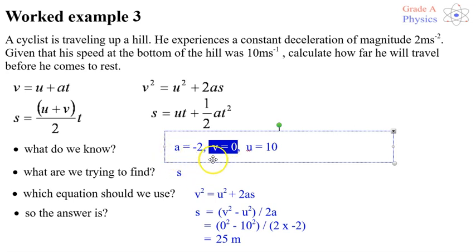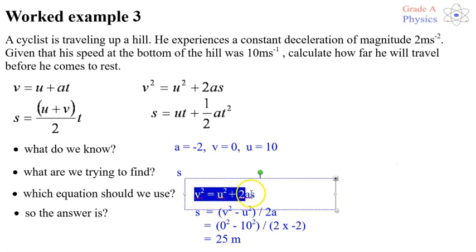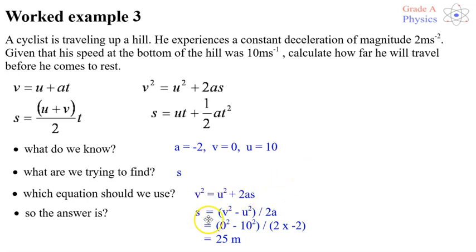So in this case, we know a, v, and u. We're trying to find s. So we need to look at which of these 4 has a, v, u, and s. And we should be able to notice that it's v squared equals u squared plus 2as. In this case, we're going to have to rearrange because we're trying to find s. So like I said before, I would rearrange this before you substitute. I think you're less likely to make a mistake if you do that. So make s the subject, s equals v squared minus u squared over 2a, and then we can substitute.